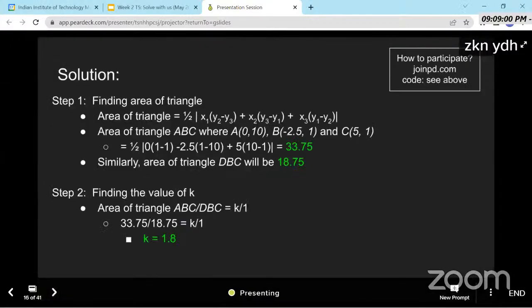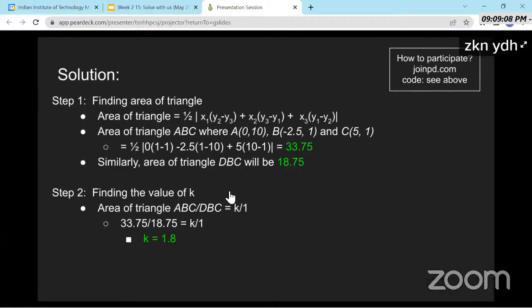So you know that the area of a triangle is what? Half of x1 times (y2 minus y3), and so on. So you know the formula and it's the modulus of that. So once you get this, you find the area of triangle ABC is 33.75. And then the area of triangle DBC is nothing but 18.75. And then you have to find the value of k. Then you just divide them: area of triangle ABC divided by area of triangle DBC, which is nothing but k by 1, right? So when you solve this, k is equal to 1.8.